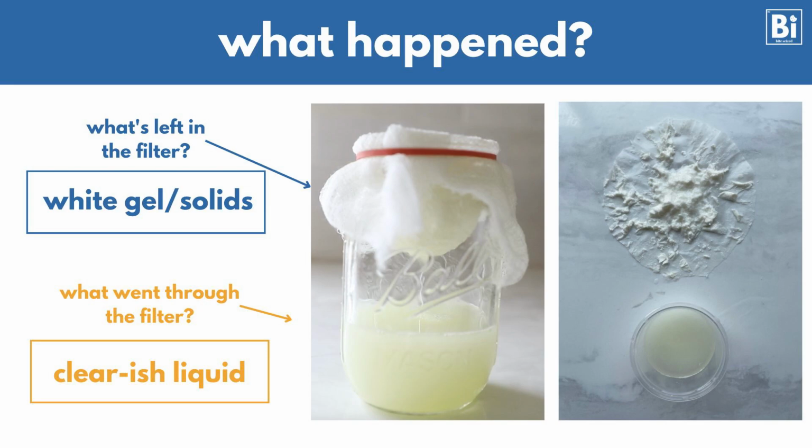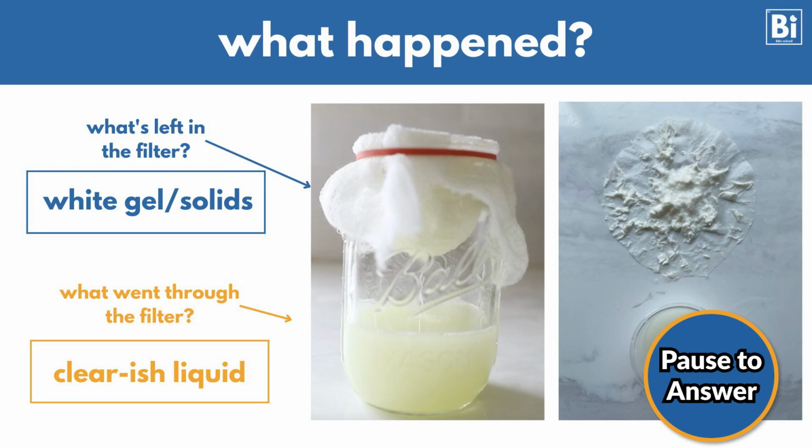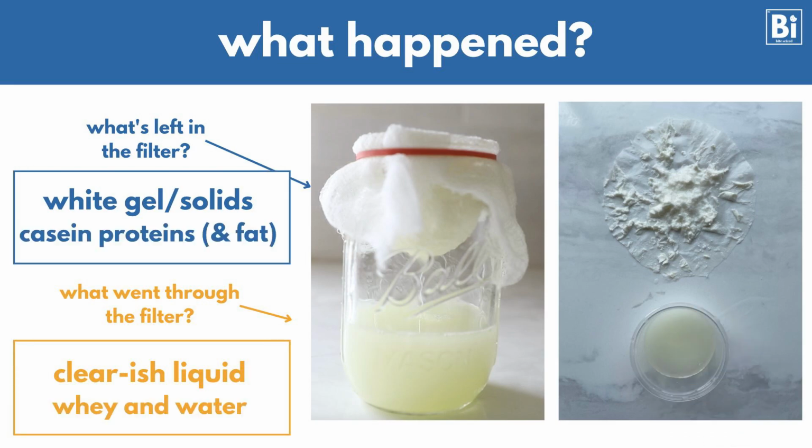What do you think these things might be? And even if you feel like you have no sense or no idea, you can try to think about what we started with, what's in milk, and how that might relate to what's left in the filter and what went through. That white substance is casein proteins, and that clearish liquid is water and whey proteins.